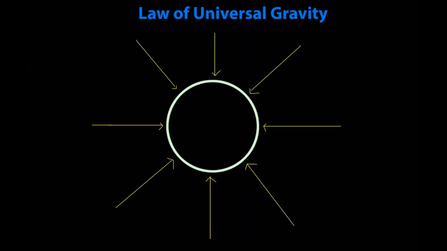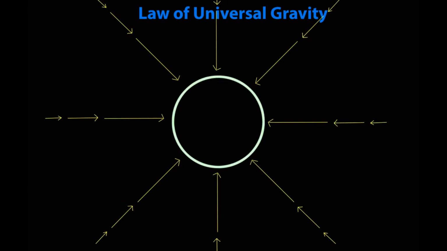So let's say this is the Earth. Those arrows around it are a representation of the Earth's gravitational field. Now, this is the traditional way of drawing field lines. The closer the field lines are together, like here, the stronger the field is. The farther apart they are, like here, the weaker the field is.